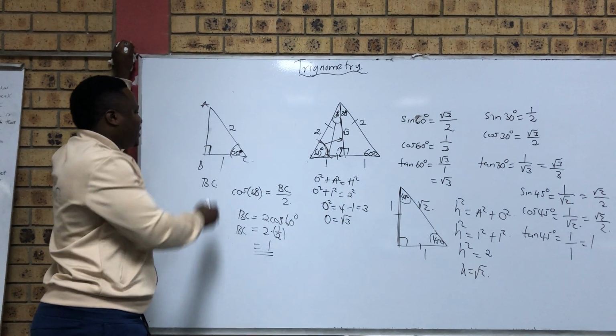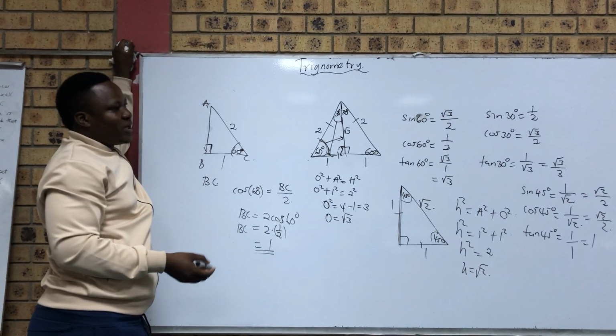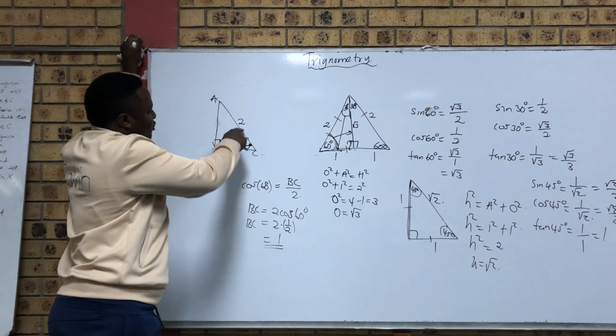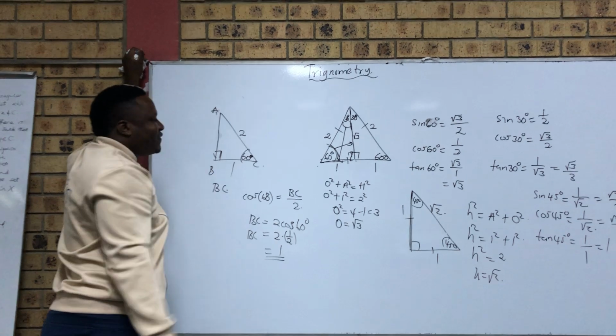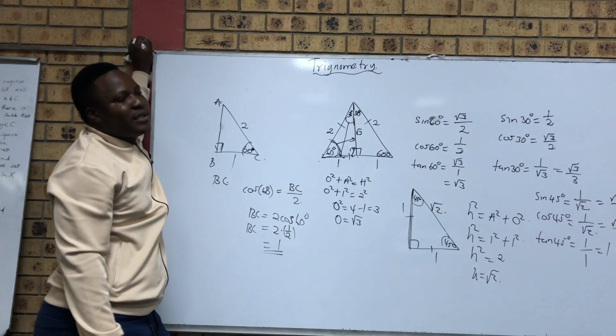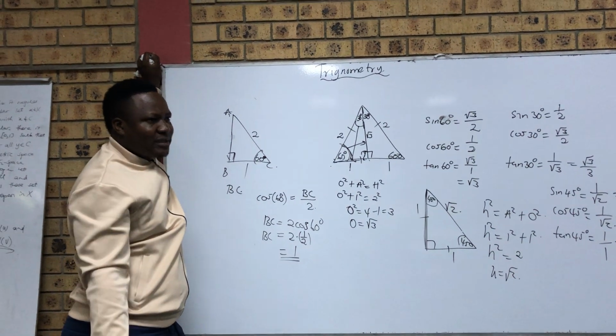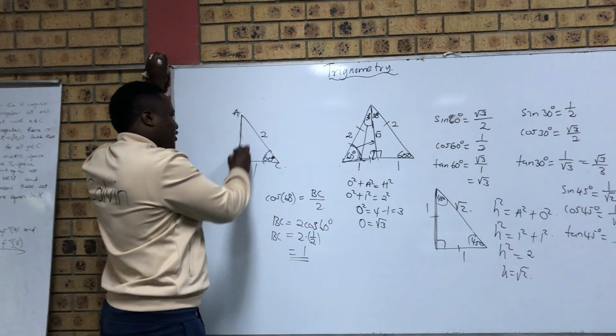If they ask you to find maybe AB, you know that AB for now, you have what? You have the hypotenuse and you have the adjacent. Here in this case, you can also use tan. You can also use sine. So in this case, let's use sine.